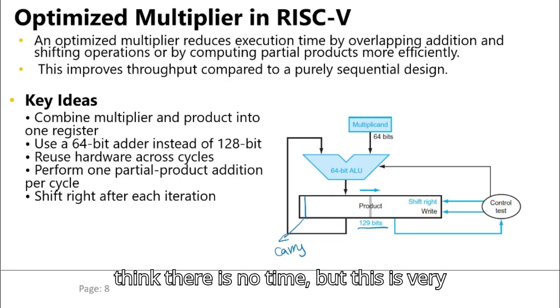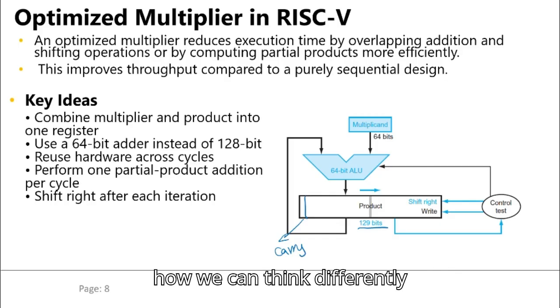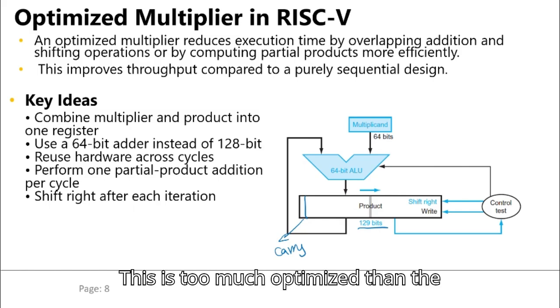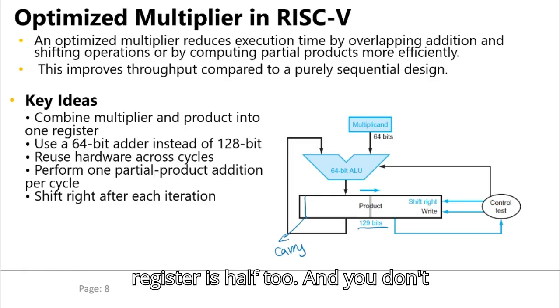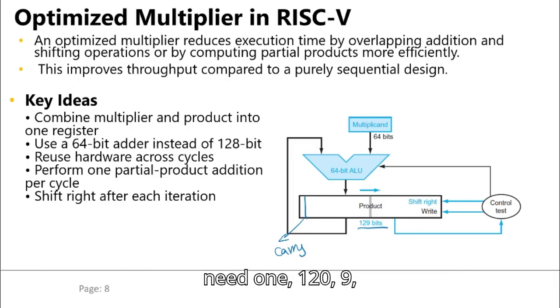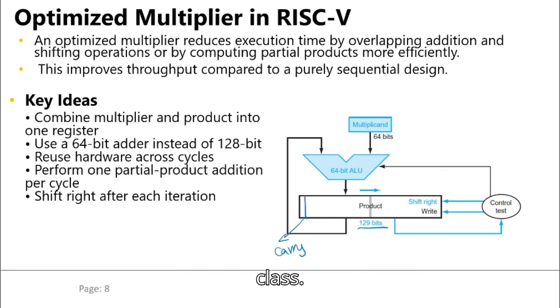Okay, I think there is no time, but this is very important. I wanted to let you know how we can think differently to make a design much more optimized. This is much more optimized than the other. As you can see, this adder is half of the other one. Sorry, this register is half too. And you don't need that extra part. You just need 129, in this case 9 because of one carry. We're going to talk about that next class.